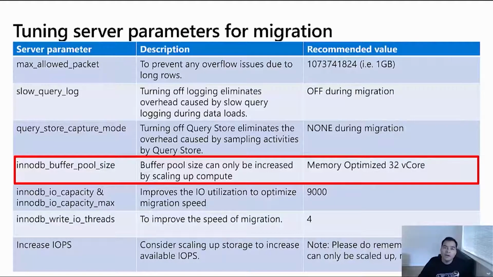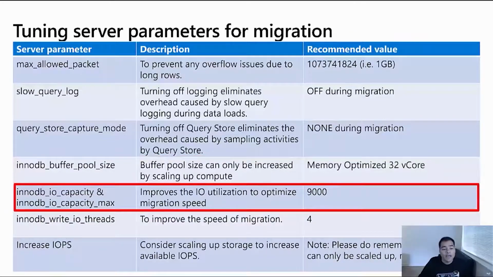So we recommend during the migration, you can scale up the SKU to memory optimized 32 vCore. This will help you to quickly ingest the data into Azure Database MySQL. And when you are done with the migration, you can scale back to the SKU which was desired for your workload. The other two parameters are InnoDB IO capacity and InnoDB IO capacity max.